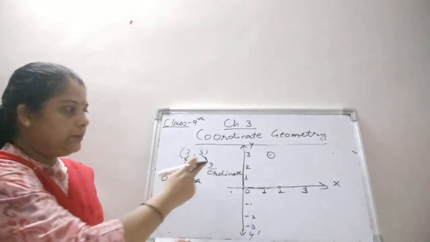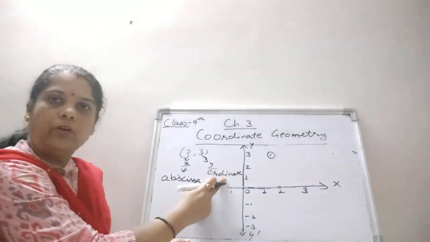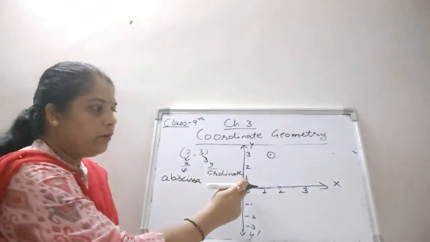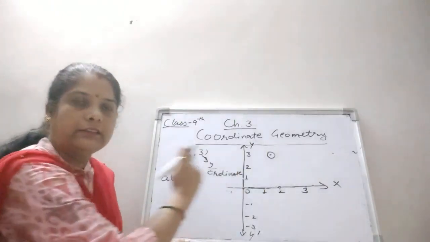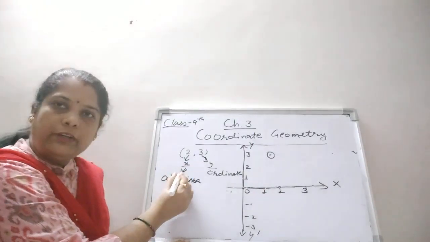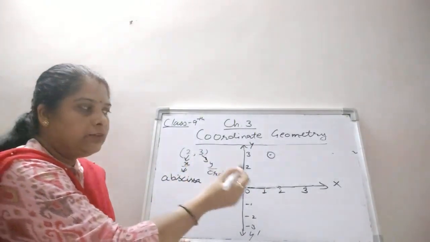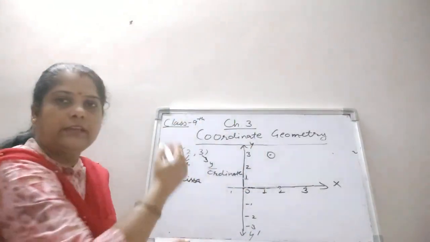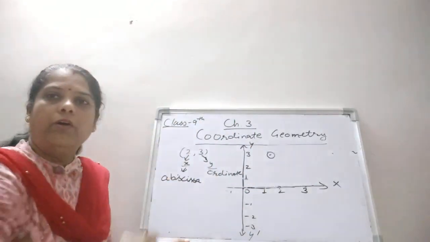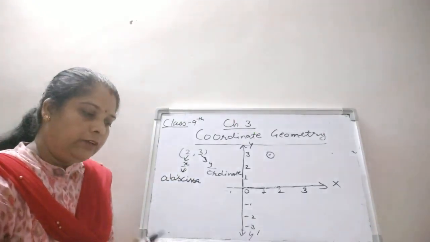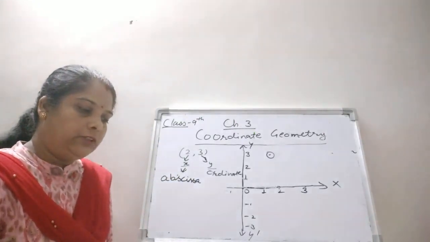X-coordinate is called abscissa and y-coordinate is called ordinate. And what is this x-coordinate? The distance of a point from y-axis is called x-coordinate. And what is this y-coordinate? The distance of a point from x-axis is called the ordinate or y-coordinate. I think all have understood this thing.